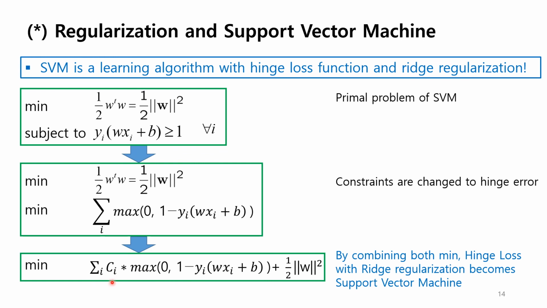In this case, this is the error function, the error function with hinge loss, right? And this is L2 regularization. So if you explain SVM in terms of regularization, SVM is actually an algorithm which minimizes hinge loss with L2 regularization. That's actually the SVM method.